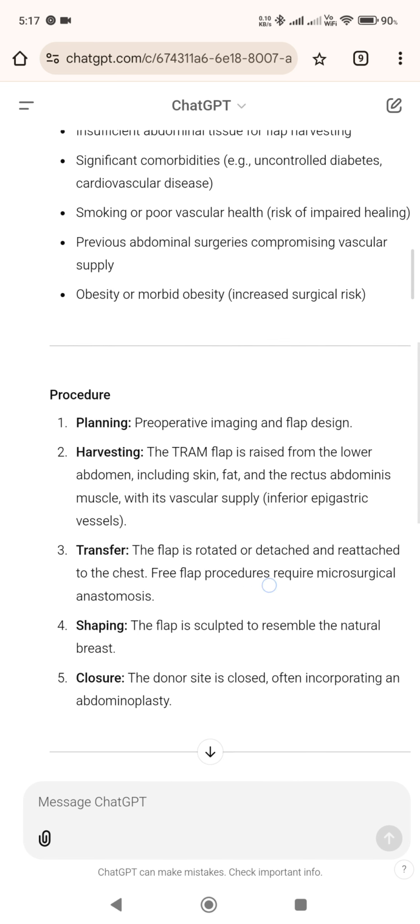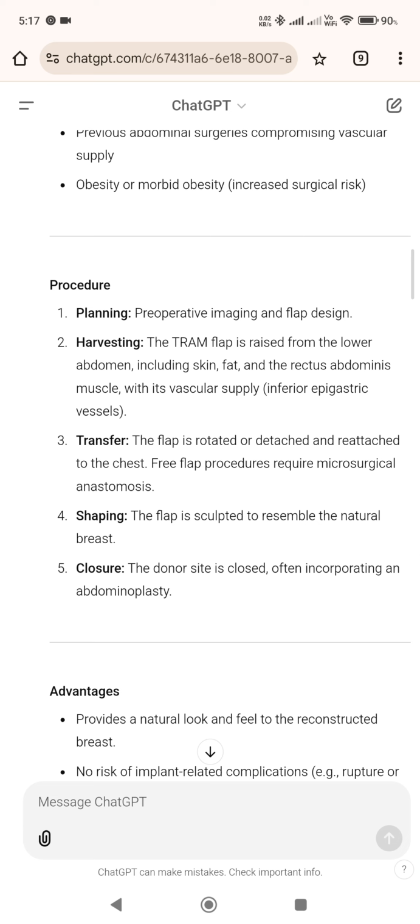Procedure: 1. Planning, preoperative imaging and flap design. 2. Harvesting. The TRAM flap is raised from the lower abdomen, including skin, fat, and the rectus abdominis muscle, with its vascular supply, inferior epigastric vessels. 3. Transfer. The flap is rotated or detached and reattached to the chest.